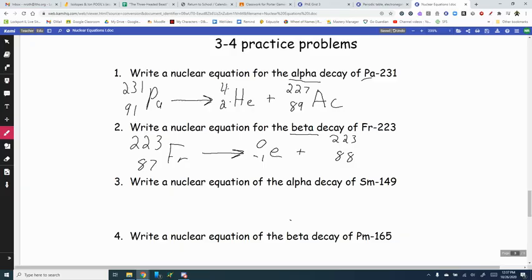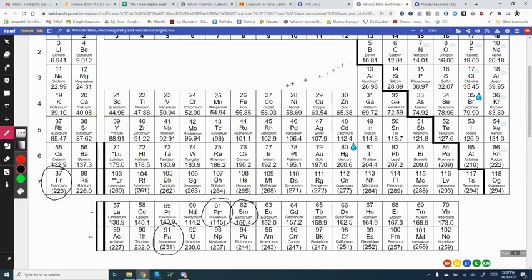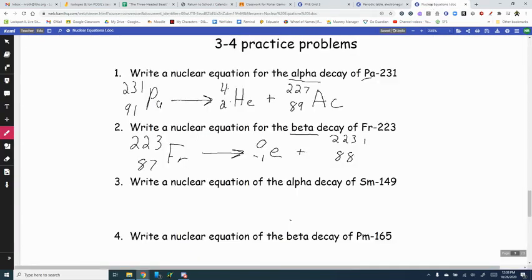Now we have to again check what element that is. That is radium, Ra. So we put Ra right there. And that's it. All right, we're going to do a couple more.